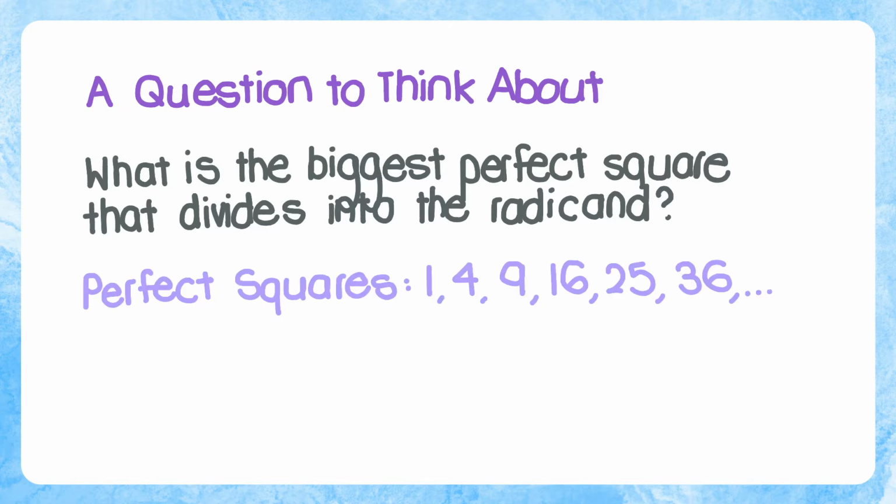And here are some examples of perfect squares. A perfect square is any number made by squaring a whole number. So for example here, 25 is a perfect square because 5 squared equals 25. 36 is a perfect square because 6 squared equals 36. So when you're looking at radical expressions, think about the biggest perfect square that would divide into the radicand.